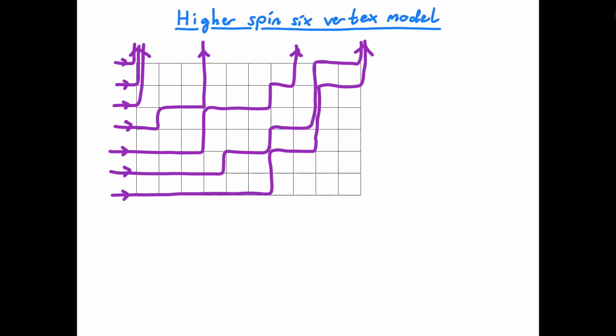Okay, and now finally, I can tell you what the F lambdas are. For this, I have to introduce the higher spin six-vertex model. So we are looking at some collections of paths where we have multiple up steps potentially per edge and only one horizontal step per edge.